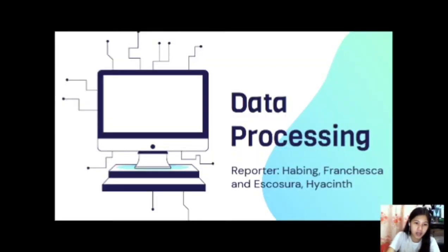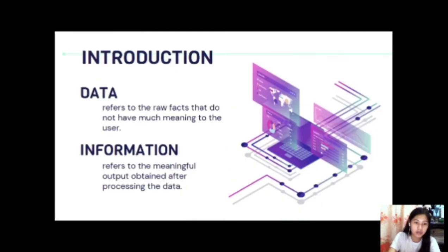Hey guys, I'm Francesca Habing and I will be reporting about data processing activities and the data processing cycle. Before we proceed with data processing, I will be explaining what data and information are. Data refers to the raw facts that do not have much meaning to the user. These are the ones that the user inputs, like numbers, letters, sounds, symbols, and images.